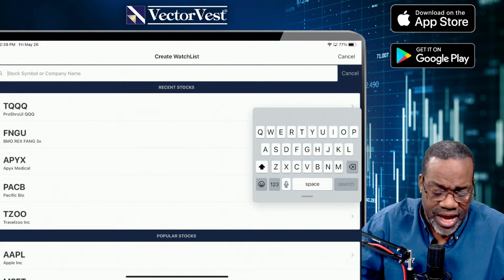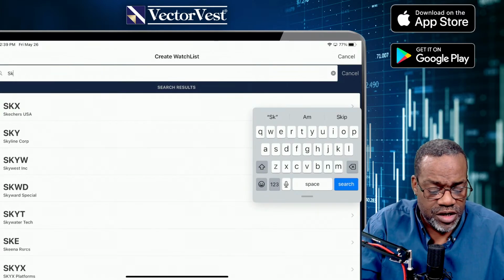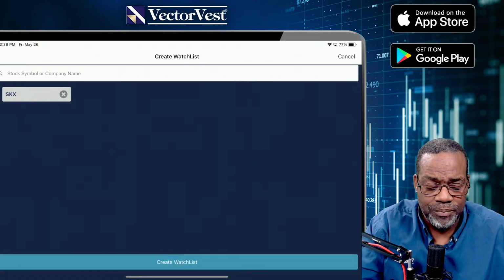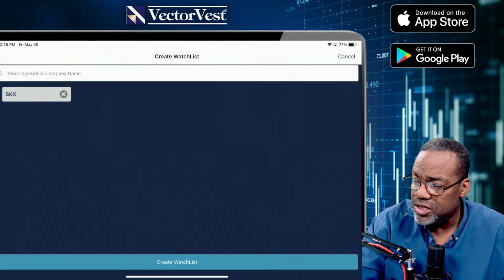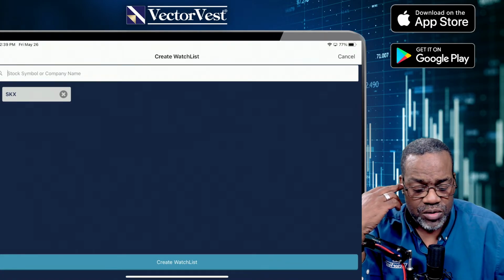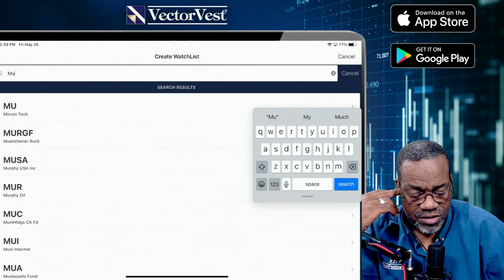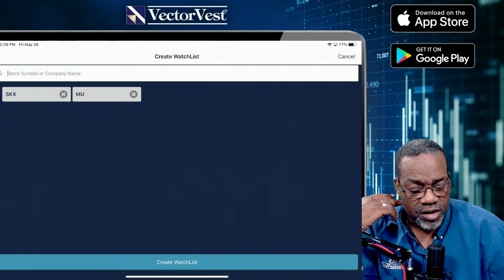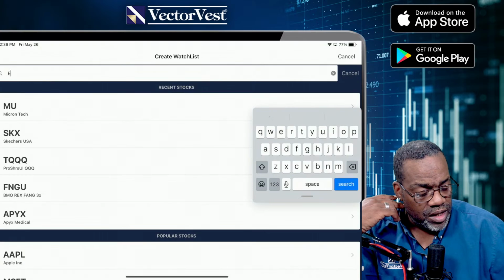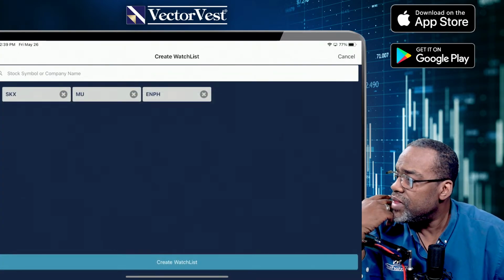All right, SKX, put that in there. Start now. This is the time to put your stocks in. Notice that as I put them in, because I hit the plus button, it's going to start creating a list on the bottom right here. MU, another chip stock. I click on it on the screen, and it's going to add it to the bottom as well. ENPH, I'll click back in the symbol. ENPH. I just tap on it.